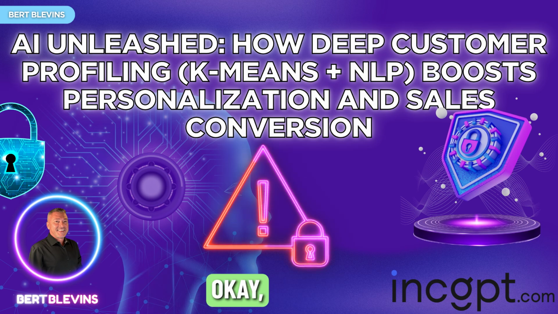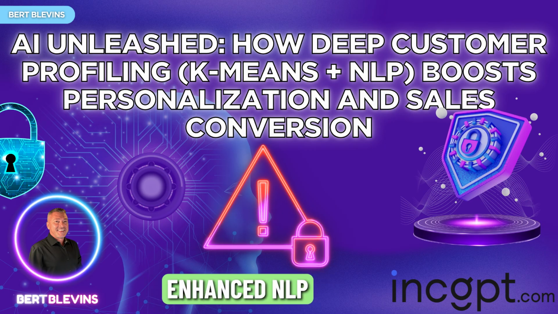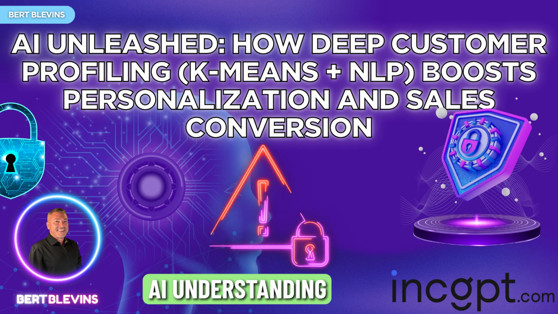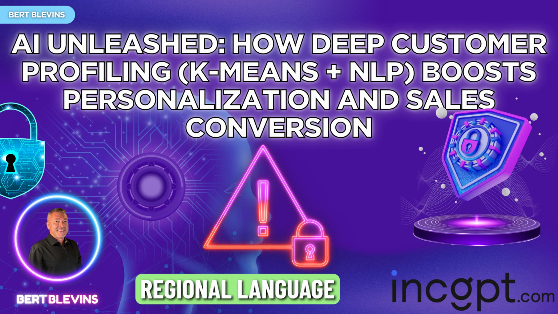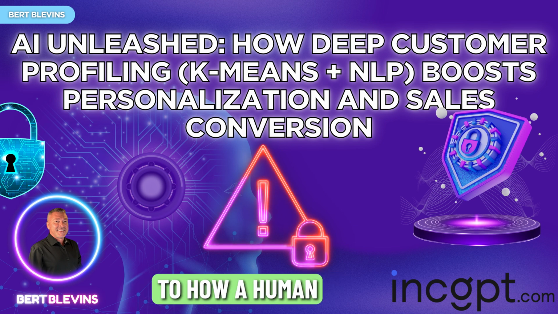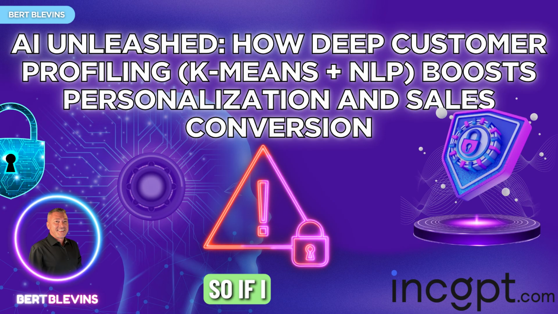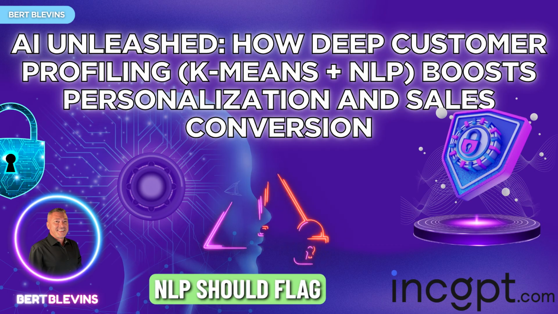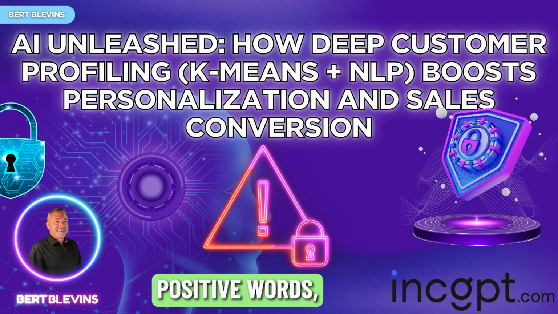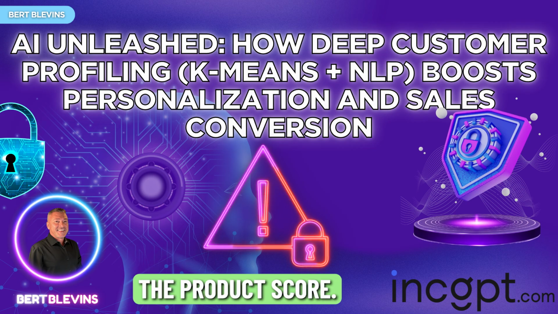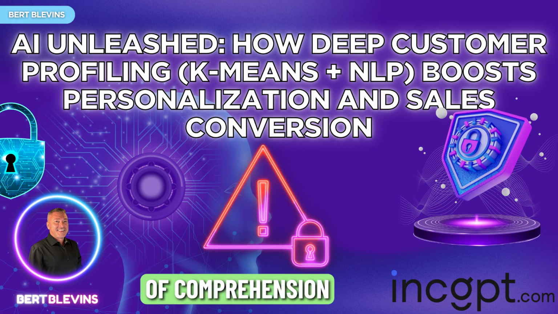Wow, okay. And what about NLP? Can it get even better at understanding us? Oh, definitely. Enhanced NLP is the other major frontier, moving beyond just positive or negative sentiment. We're talking about AI understanding things like context, sarcasm, regional language differences, getting much closer to how a human understands nuance. So if I sarcastically say, "great product, thanks," about something terrible. The enhanced NLP should flag that as negative, despite the positive words. It won't mistakenly boost the product's score. It adds that deeper layer of comprehension. That's quite sophisticated. It is.